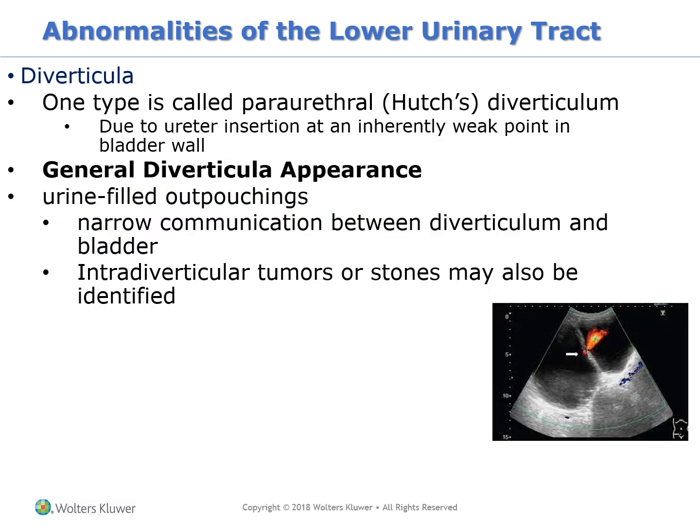Okay, one particular type of diverticula is called Hutch's diverticulum, technically a paraureteral diverticulum. So we're looking near the ureter here, and this one is due to a congenital abnormality where the ureter insertion is inherently weak where it connects to the bladder wall. And because of that, the muscle in that region is going to be weakened and more likely to herniate.